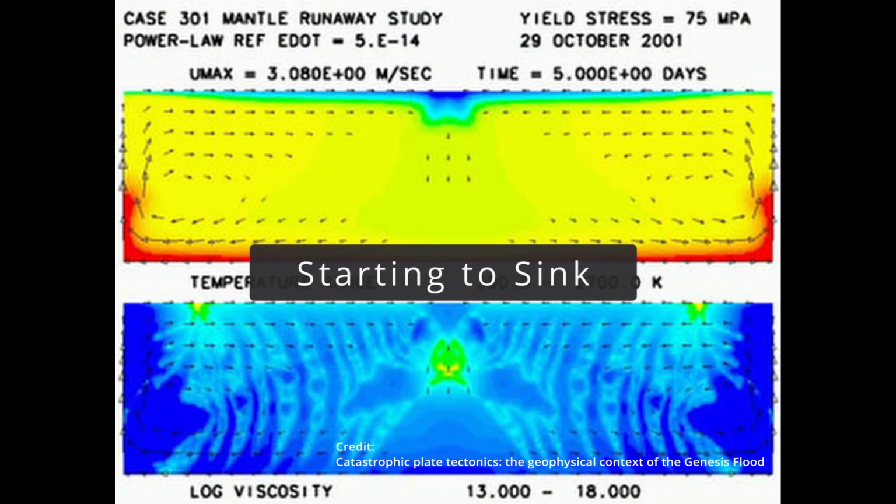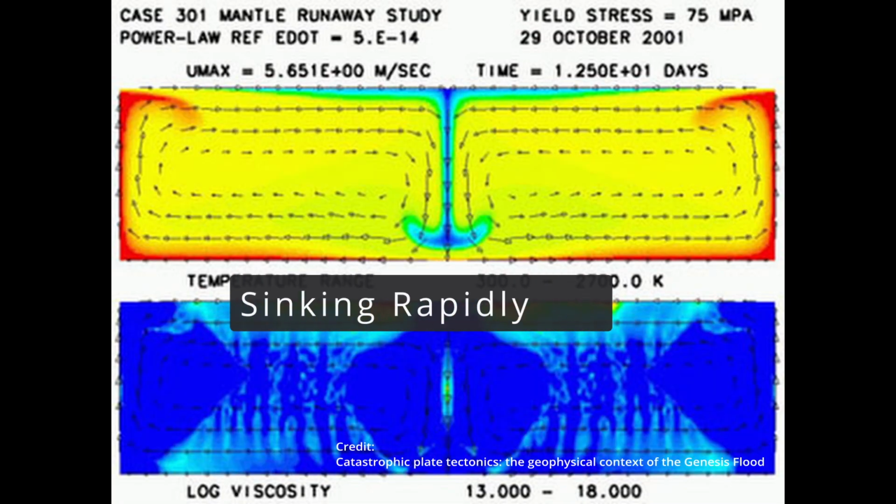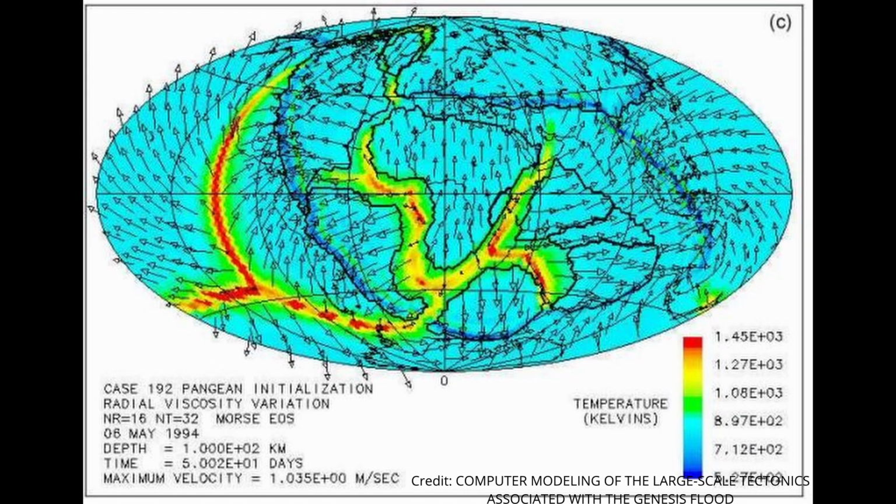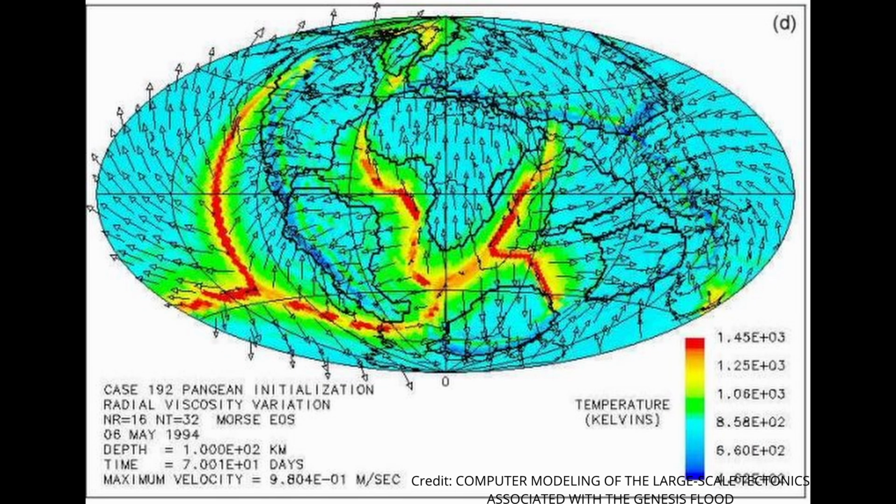And so when he plugged in the starting parameters that we talked about of Earth and pressed play, he watched a global flood play out. The model showed the continents being broken up, the plates moving at rapid speeds, and even matching the current positions that we see them today.